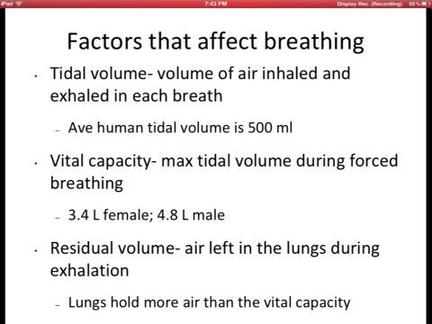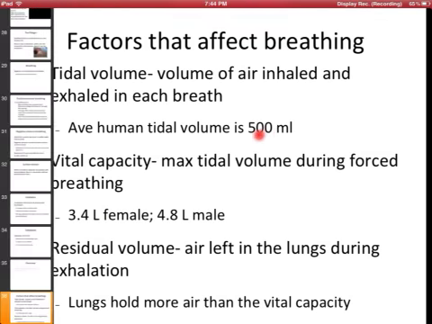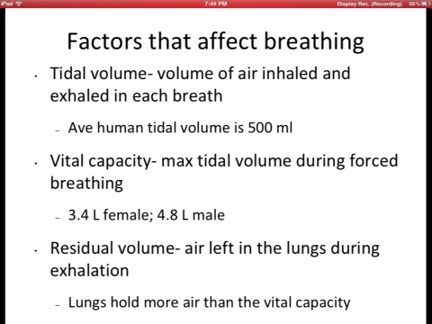Tidal volume. Volume of air inhaled and exhaled in each breath. Normal air that you breathe in. Vital capacity is the maximum tidal volume during forced breathing. Compare female to a male, mas malaki yung male kasi mas malaki yung lung capacity niya. Okay? Tignan nyo yung vital capacity, liters compared to, so, liit lang nung sa tidal volume.